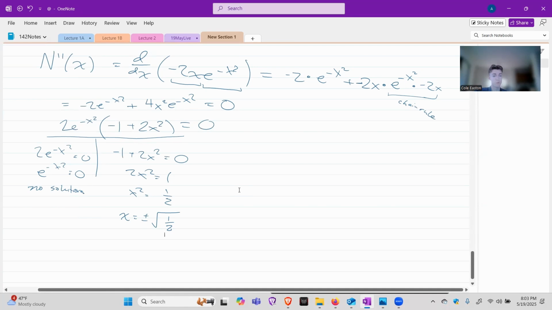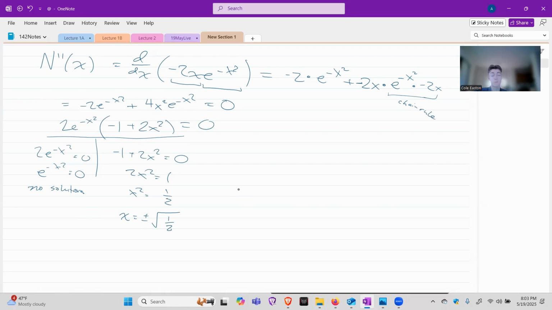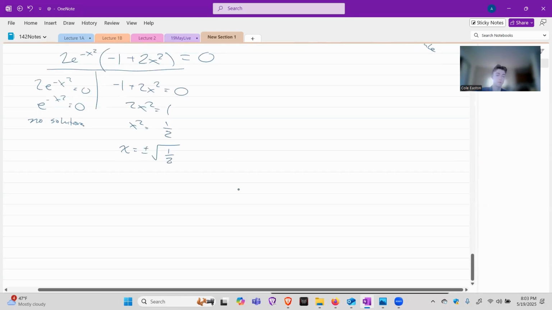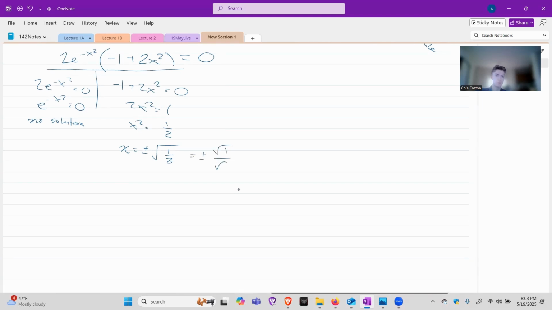It's important to remember that we need that plus or minus when we have x squared equals something or x to any even power equals something. With odd powers, we do not get the plus or minus. Okay, so that is going to be plus or minus √1 over √2, which is plus or minus 1 over √2. And we like to rationalize that denominator by multiplying the top and bottom by √2. So you get plus or minus √2 over 2.